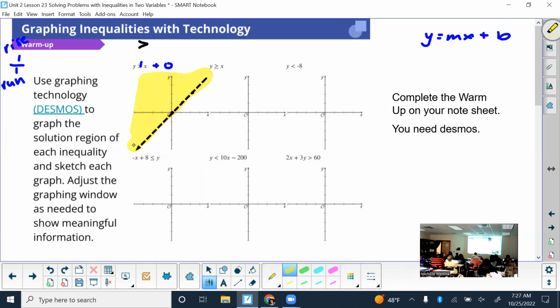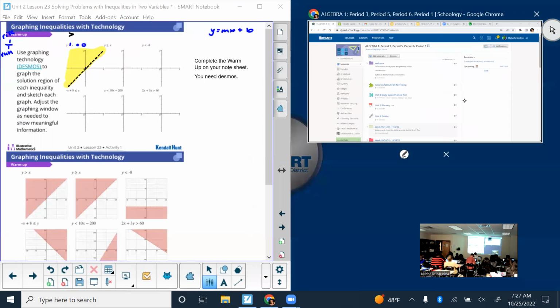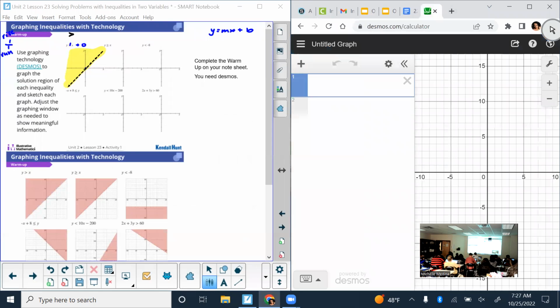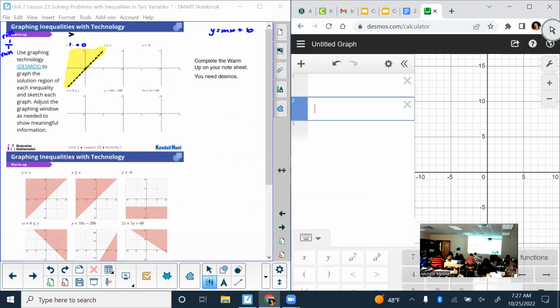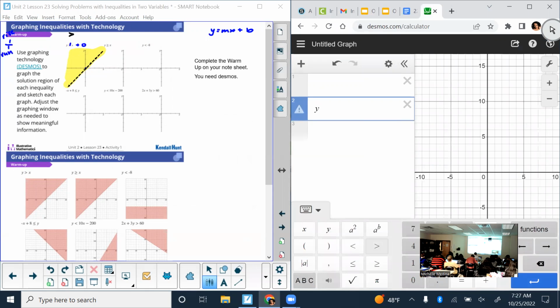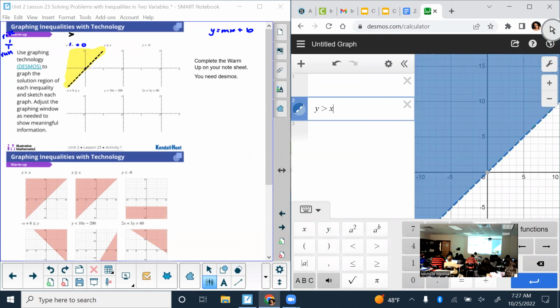And that, again, you were supposed to use Desmos for the warm up. If you didn't get this for some reason, maybe you typed it in wrong, but y greater than 10. All right, so not that. Question?